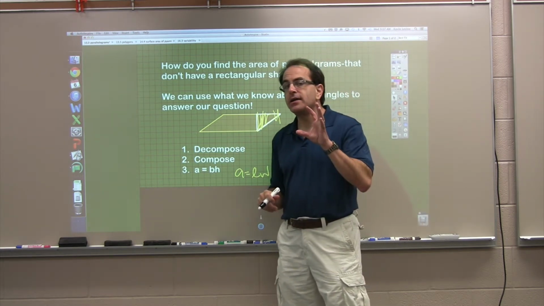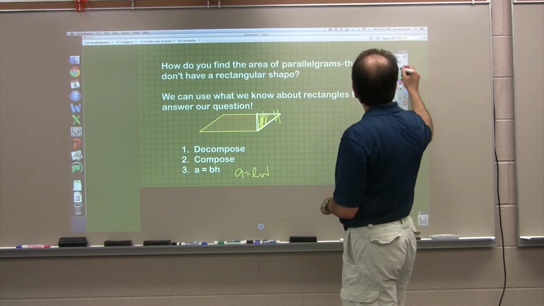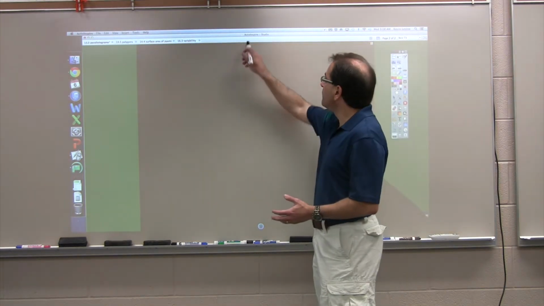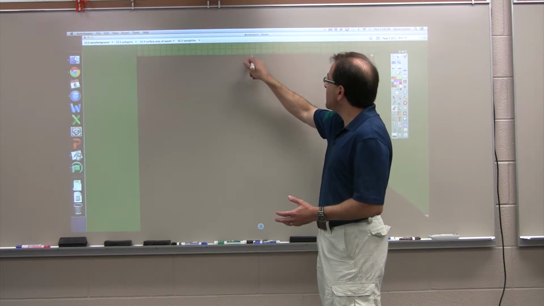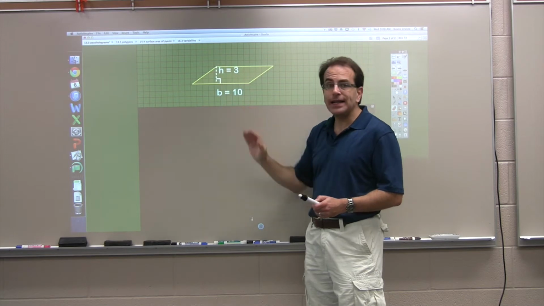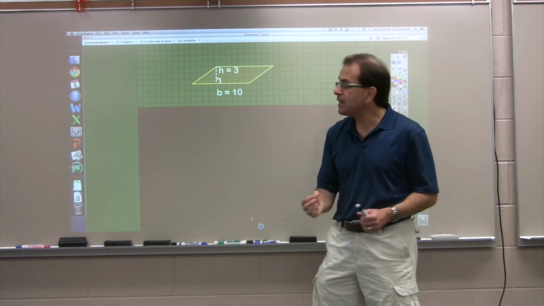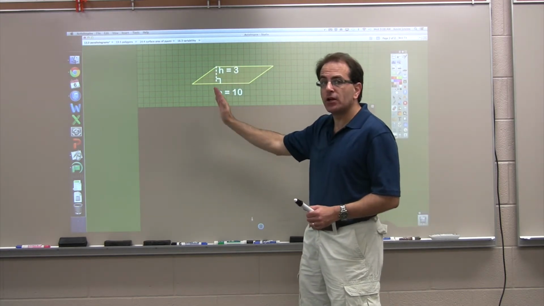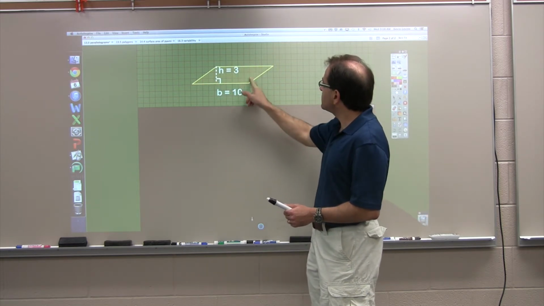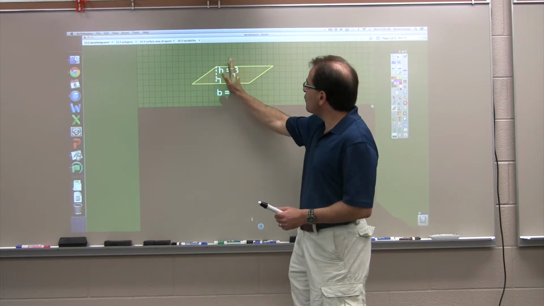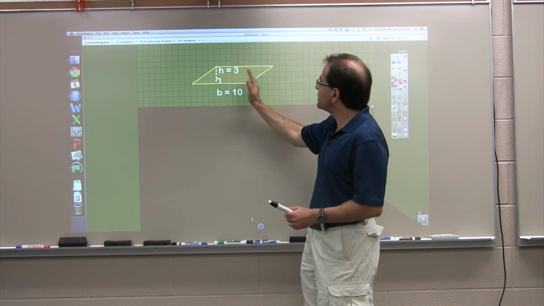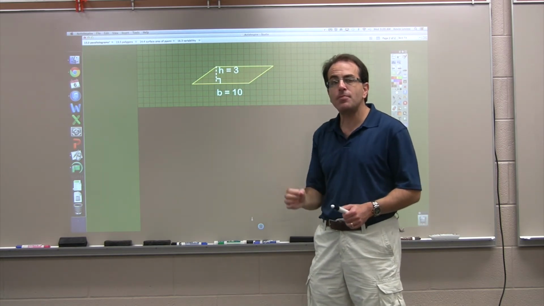So let's apply this further. We're going to apply what we just learned about how we can use base times height to this example here. We've got base equal to 10. We've got height equal to 3. How do we know it's the height? Because it's perpendicular to the base. Remember, earlier I moved this triangle over here, so we knew that was the height. This line here is equal to this line. It is the height of the parallelogram.